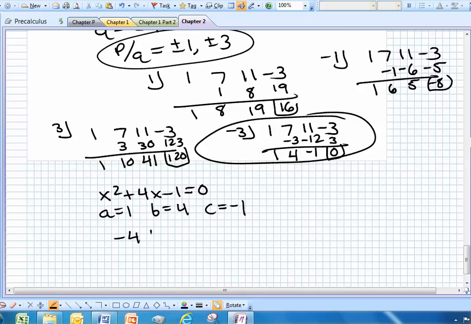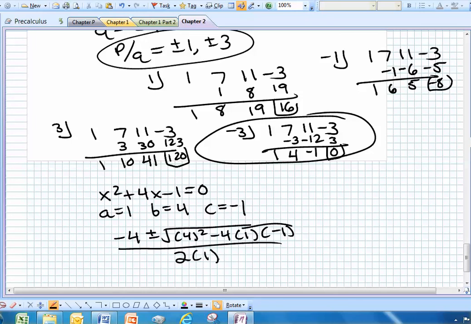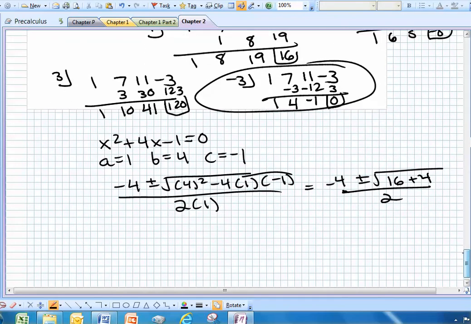So you go -b plus or minus the square root of b squared minus 4ac, all over 2a. So you have -4 plus or minus the square root of 16, minus 4 times 1 times -1, which is positive 4, over 2. So then you have -4 plus or minus the square root of 20 over 2. The square root of 20 can be simplified to 2 square root 5.